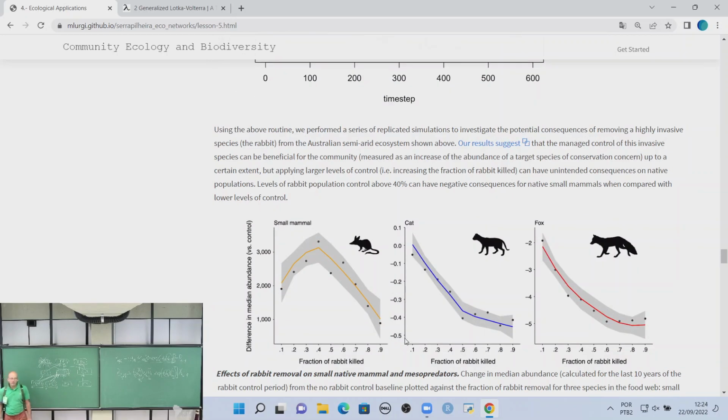Basically what we found is that managing rabbits is relatively okay for the small mammals up until some value. In this particular case, 40% of the populations of rabbits being killed. But after that, it is actually bad for the small mammals to kill the rabbits. The reason is that the mesopredators, these two guys, are still able to eat a lot of herbivores, and when they don't have rabbits available, they switch to the small mammals.